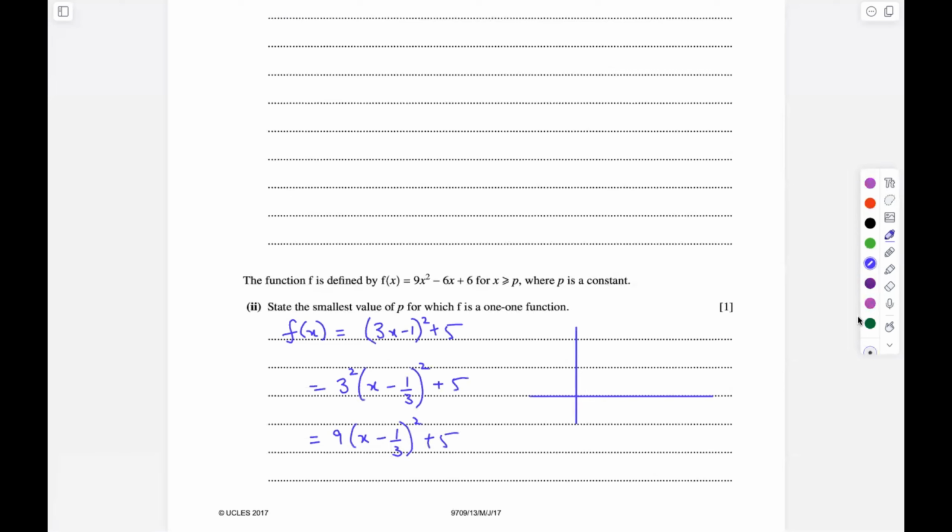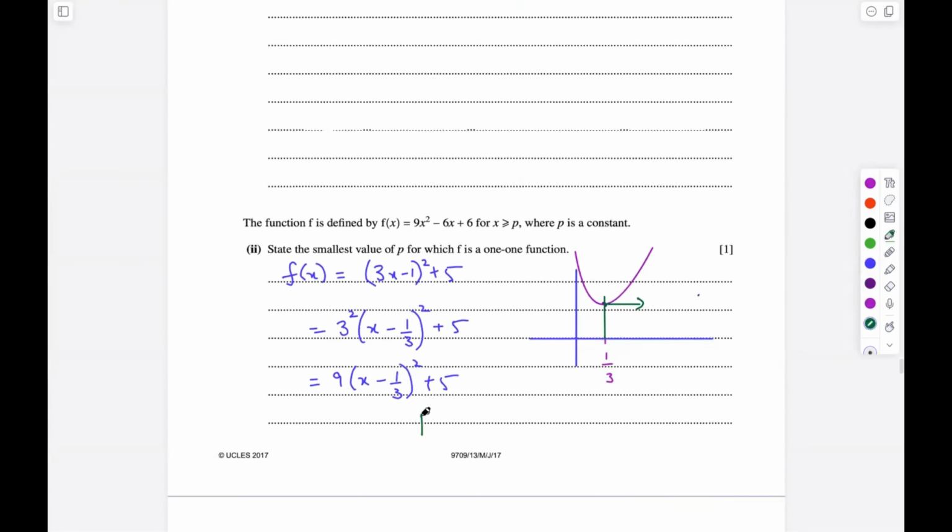The turning point will be at positive 1/3 and positive 5. So let's say this is 1/3 and this is 5. So the quadratic curve will be like this. As it has to be a one-to-one function and x is greater than or equal to p, the smallest possible value for which it will be a one-to-one function will be 1/3. As we are going greater than this particular value, the smallest possible value for x, which is basically p, will be equal to 1/3. So we can write p = 1/3. And this y value is 5 up here, the turning point.